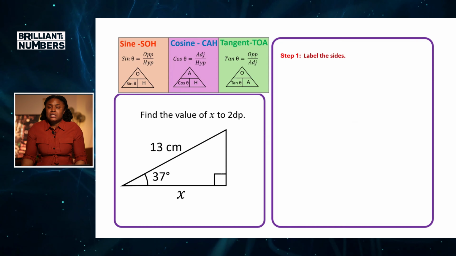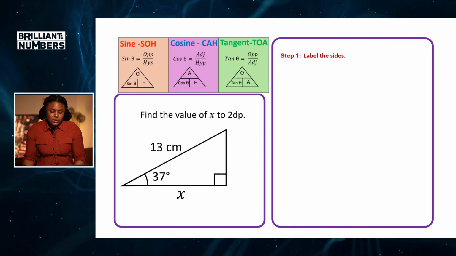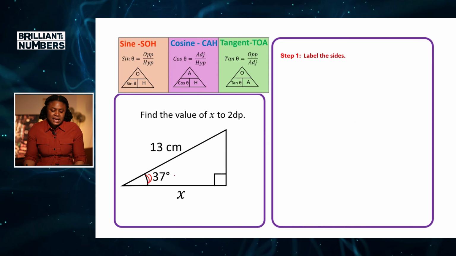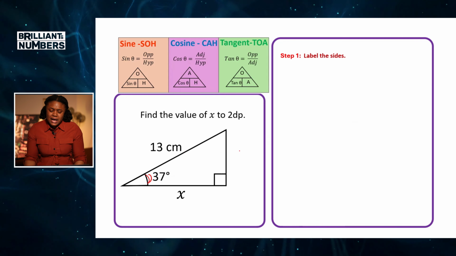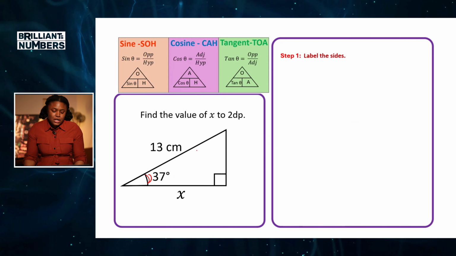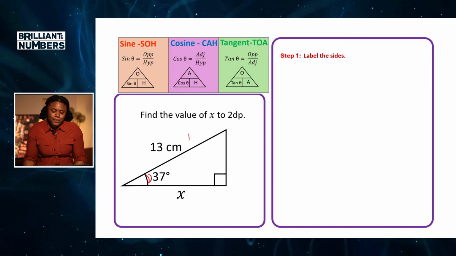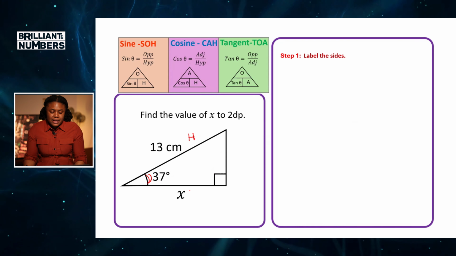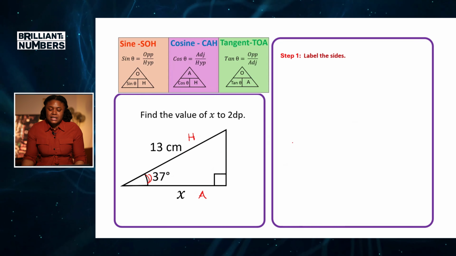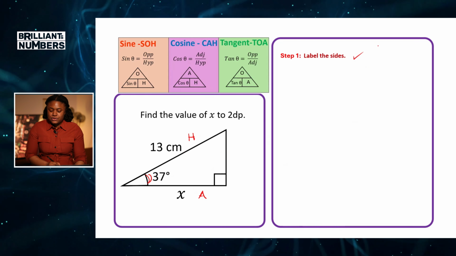Very good tip there. So, step 1, we need to label our sides. We go to 34, our reference point. Again here, I notice I do not have an opposite side. So I go ahead and look opposite to my right angle, which is the hypotenuse, label h. Therefore, I'm trying to find the adjacent. Tick that off, I've labeled.